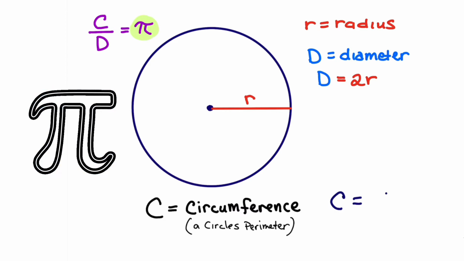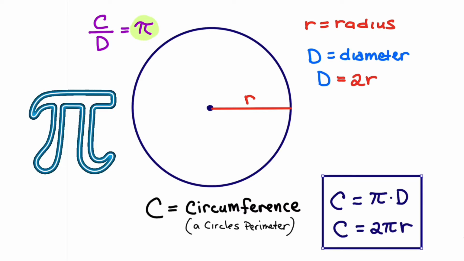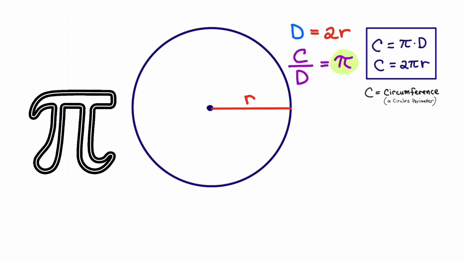Pi is the most famous constant in mathematics, and the circumference formula is given by circumference is equal to pi times diameter, or 2 pi r. In high school, my teacher told me to remember circumference as cherry pie's delicious. C equals pi times diameter.